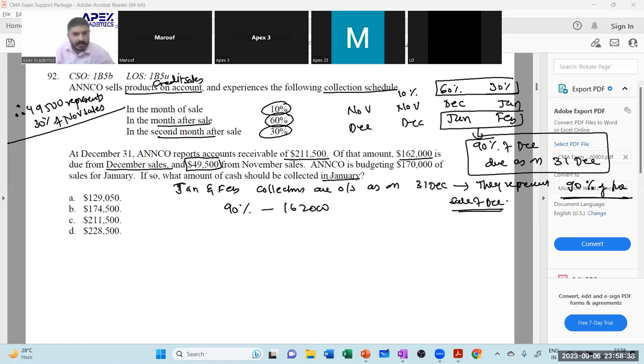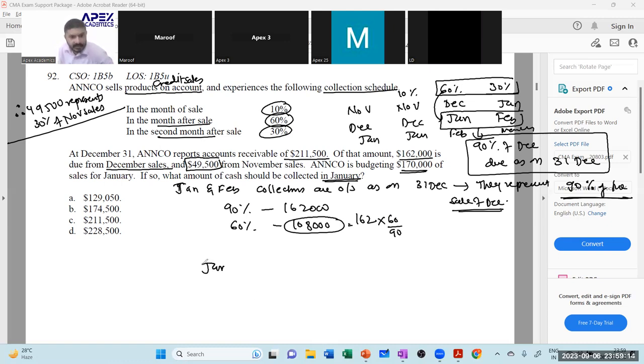They are asking you how much will be collected in January. So 60% will be collected in January. How much is 60%? The answer is 1,08,000. Right? Next. What about January? In January, 10% is collected, 60% is collected in February, and the rest is collected in March. 170. So what amount of cash will be collected in January?